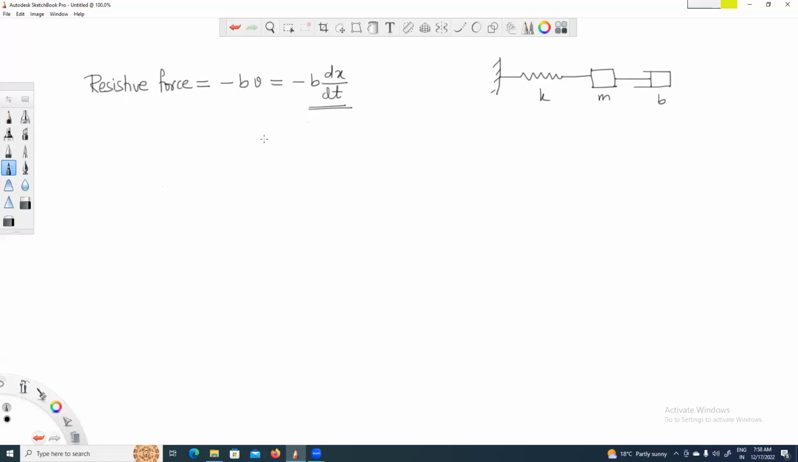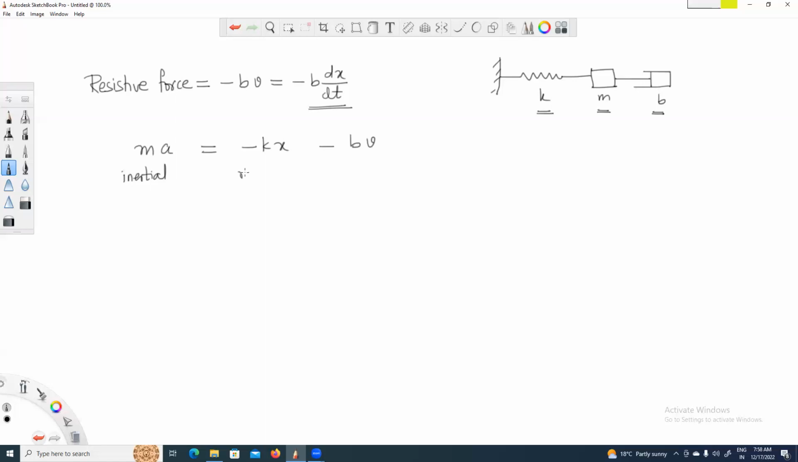If I write the force balance again, there will be the restoring force due to the spring constant, the inertial force due to the mass, and now an additional resistive force offered by the damper. So let's write the force balance equation here. Mass into acceleration, which is the inertial force, is equal to minus kx, the restoring force, and minus b times v. So let us write this. This is actually the inertial force.